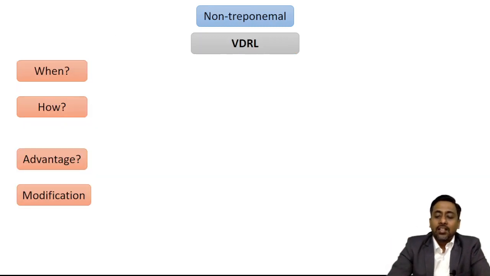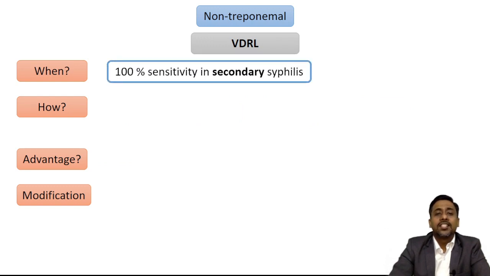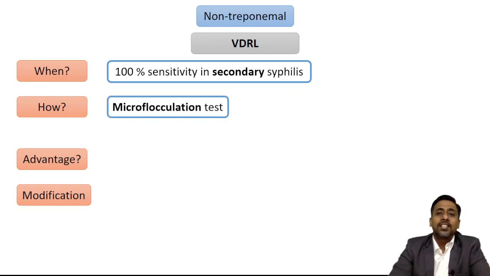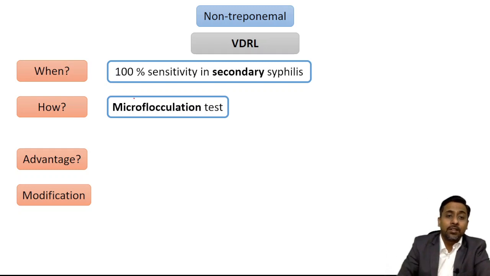So VDRL is 100% sensitive in the secondary stage of syphilis. And during the primary stage of syphilis, it is around 70 to 80% sensitive. And the principle behind it is the microflocculation test. Microflocculation test is a type of precipitation test. Remember, it is a type of precipitation reaction.